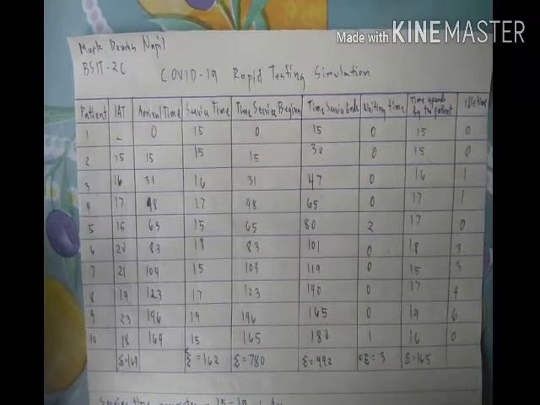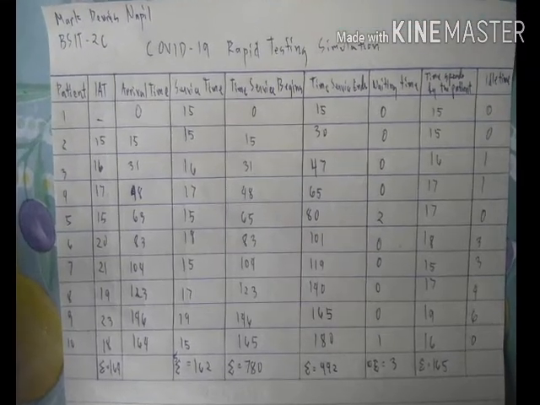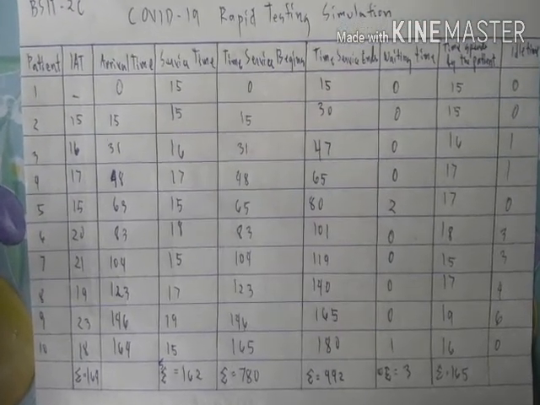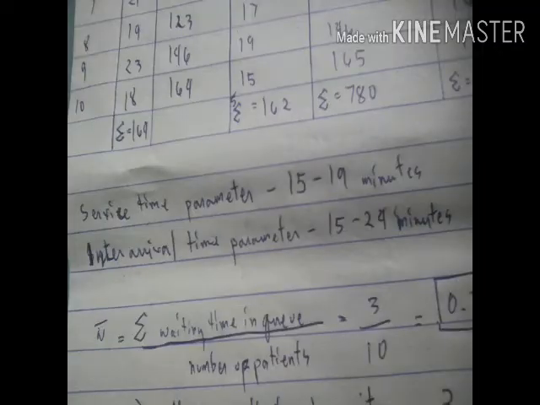Let's first start to simulate using a data table on paper. As I heard and saw on TV, the amount of time the rapid testing kit takes to complete a single test is 15 minutes. My service time parameter is 15 to 19 minutes. Not all testing will be completed in exactly 15 minutes. Sometimes the service will get slow due to equipment error and human error. So I assigned the longest service time as 19.